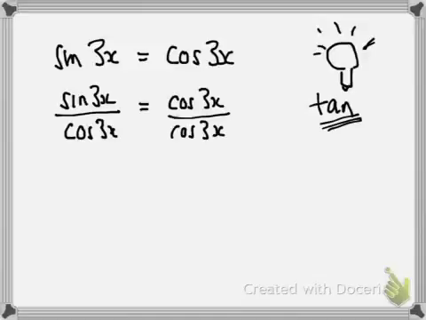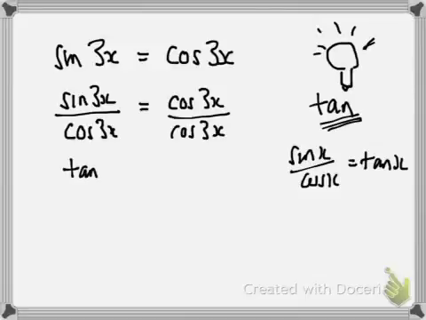Now remember, we had a little result at the start of trig that we investigated, and that was that sine x over cos x equaled tan x. So sine 3x over cos 3x is equal to tan 3x. Cos 3x over cos 3x equals 1. So this becomes tan 3x equals 1, our equation. That little conversion there is to get it in the form of a tan equation.